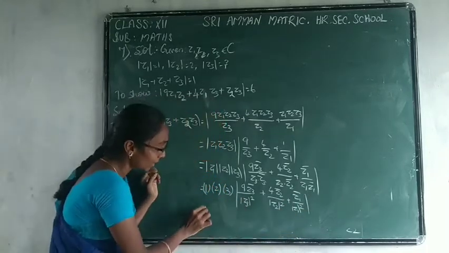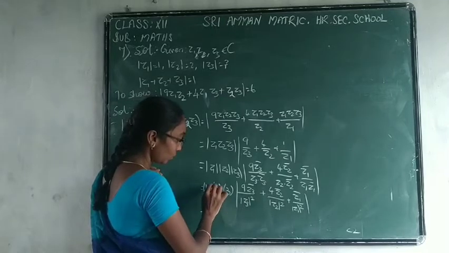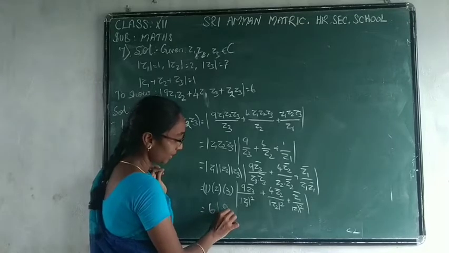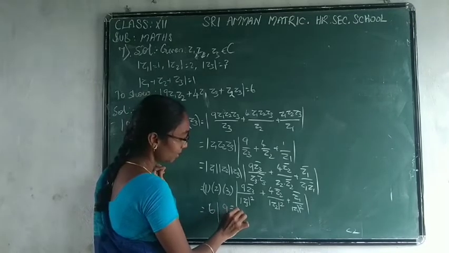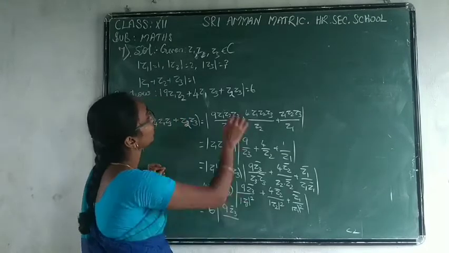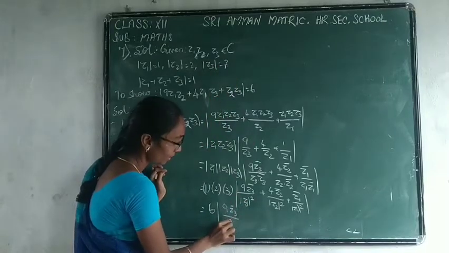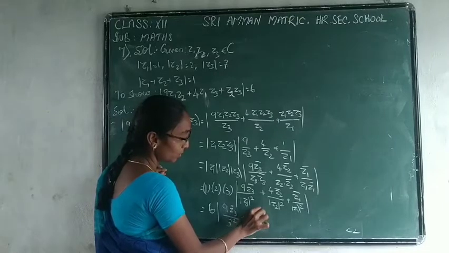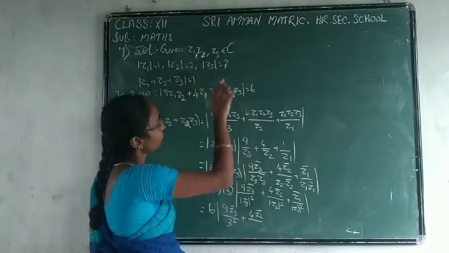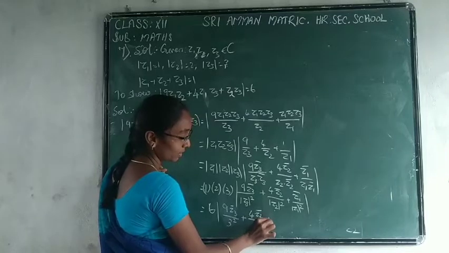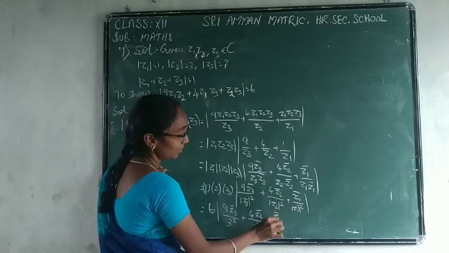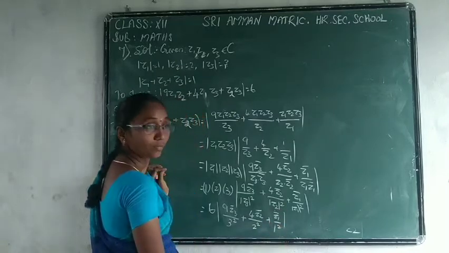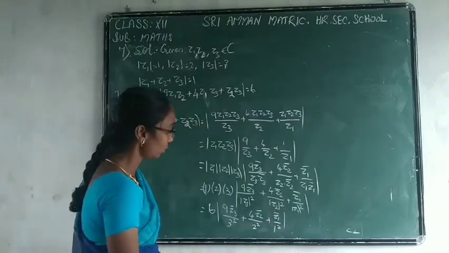Do you know the value of modulus of z3? 1 into 2 into 3, that is 6. Modulus of 9 z3 bar divided by modulus of z3 square, which is 3 square, plus 4 z2 bar divided by modulus of z2 square, which is 2 square, plus z1 bar divided by modulus of z1 square, which is 1 square. Now calculating this one.